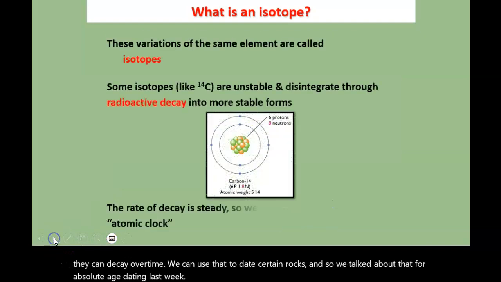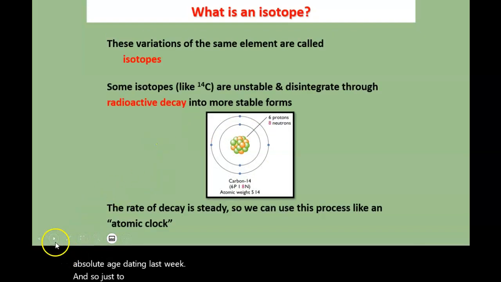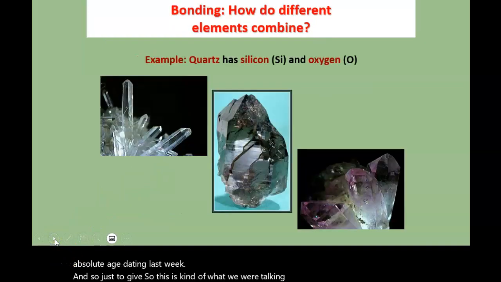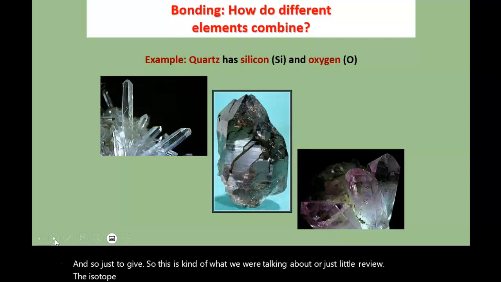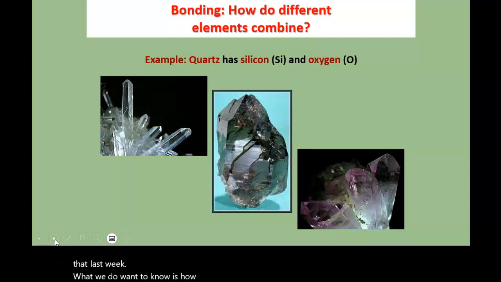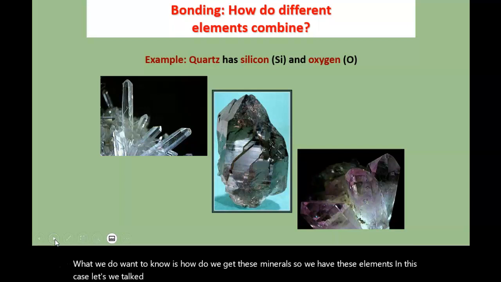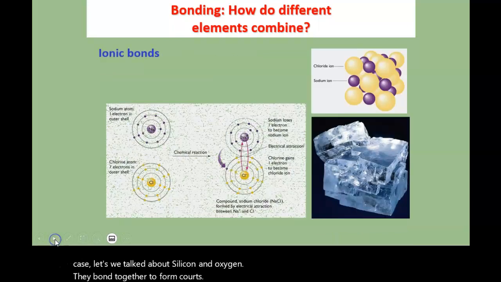So this is kind of what we were talking about, just a little review. The isotope thing was just something I wanted you to be aware of, and of course we talked about that last week. What we do want to know is how do we get these minerals? We have these elements, in this case silicon and oxygen. They bond together to form quartz. So how does that happen?